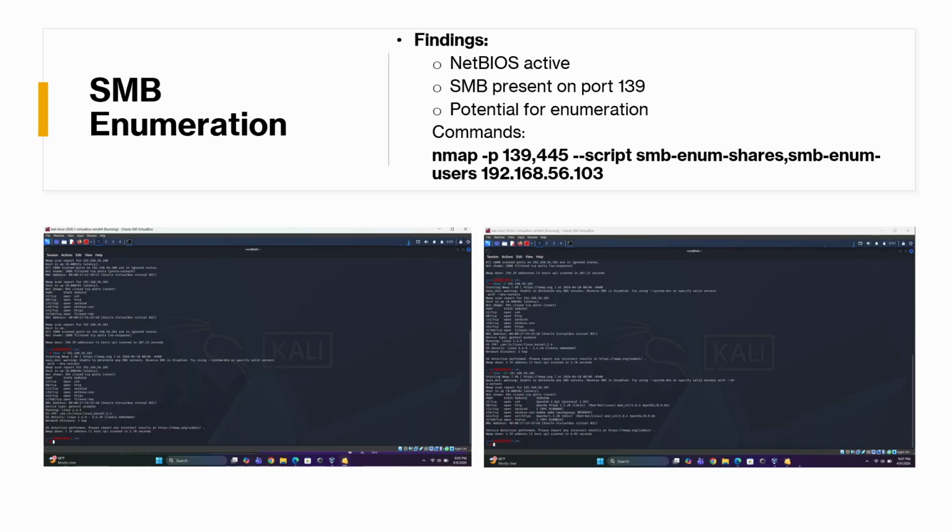SMB enumeration was performed to identify shared resources and users. Even though limited results were returned, the presence of the SMB service is important because SMB is historically one of the most exploited protocols. Attacks such as null sessions, password spraying, and exploit frameworks like EternalBlue have targeted SMB services. In older systems like CYB610, SMB misconfigurations are very common and can lead to unauthorized access.